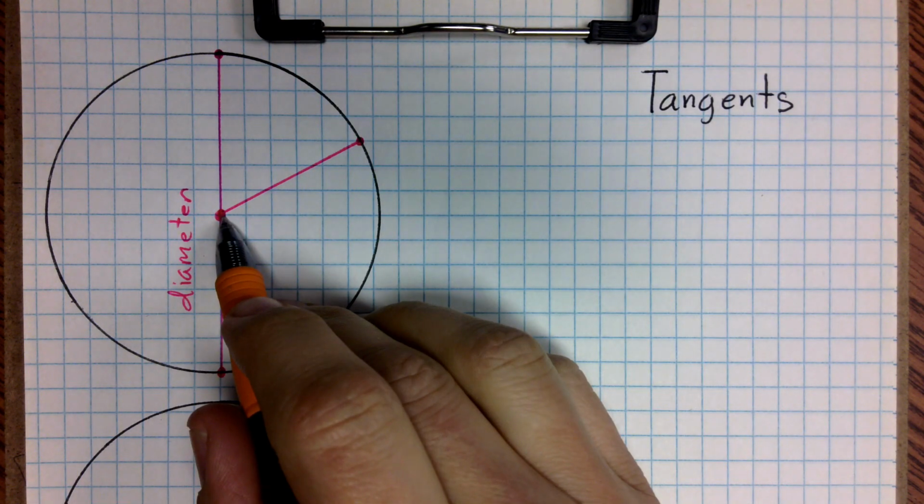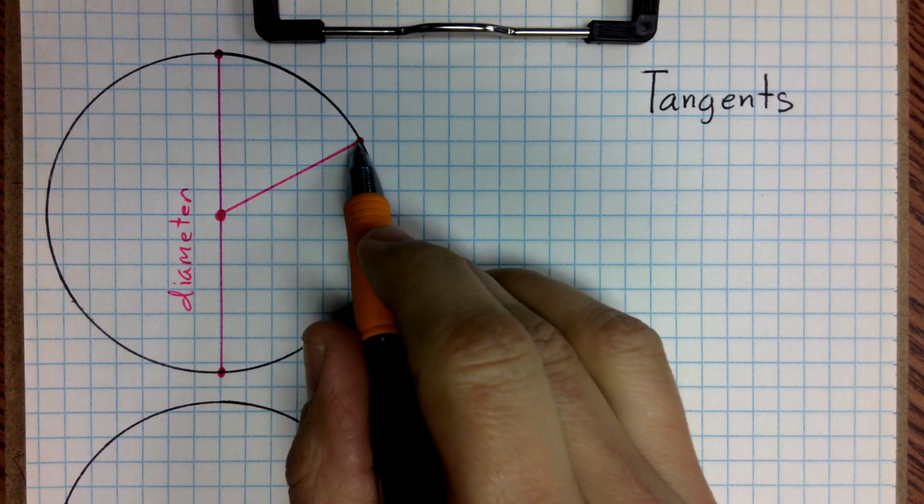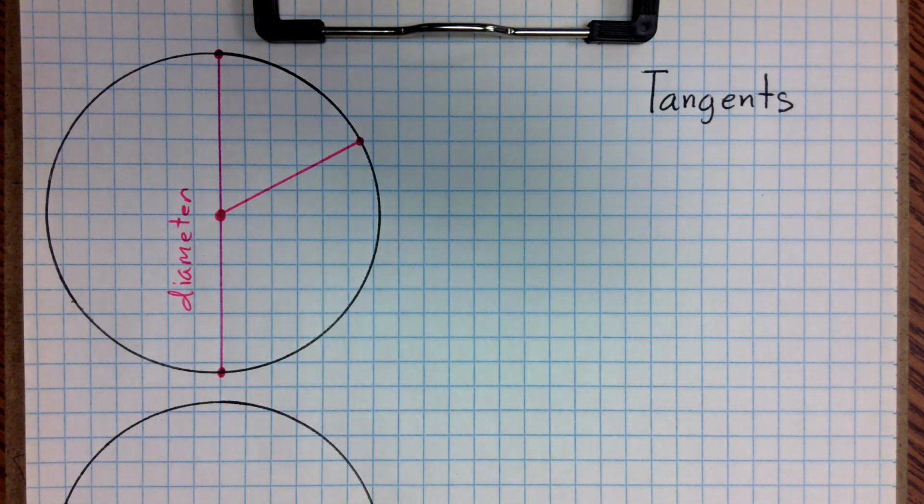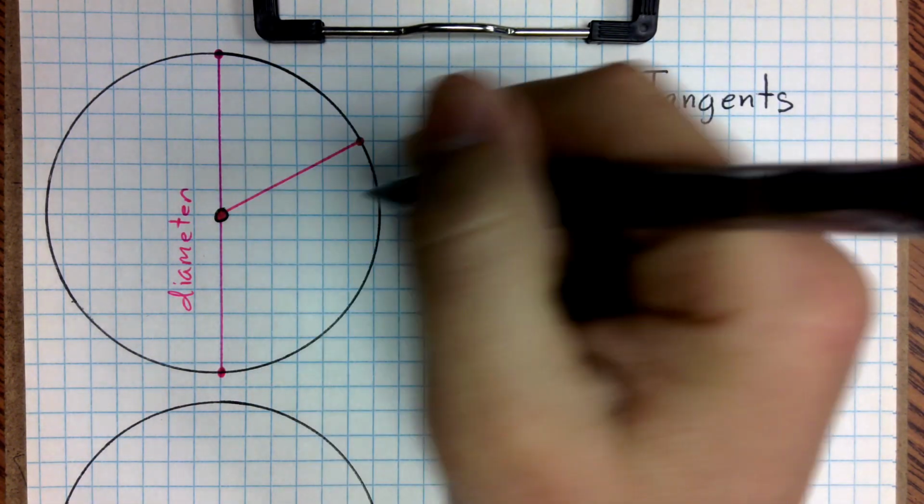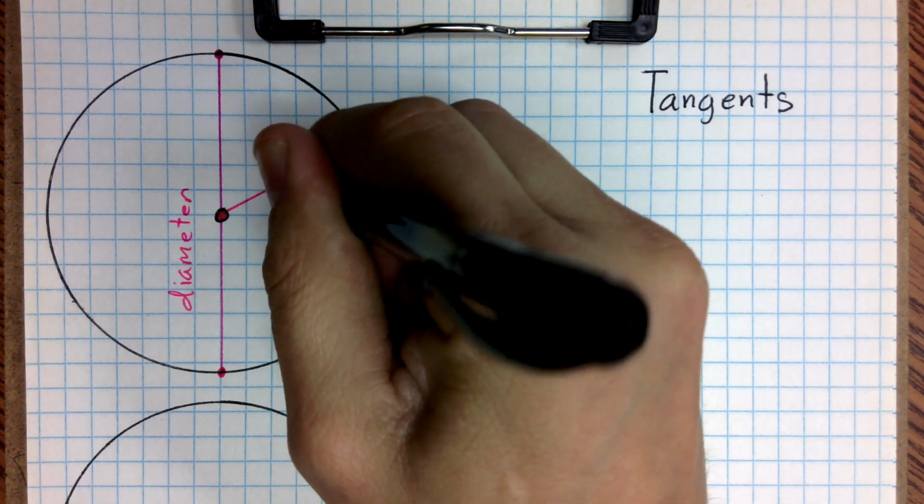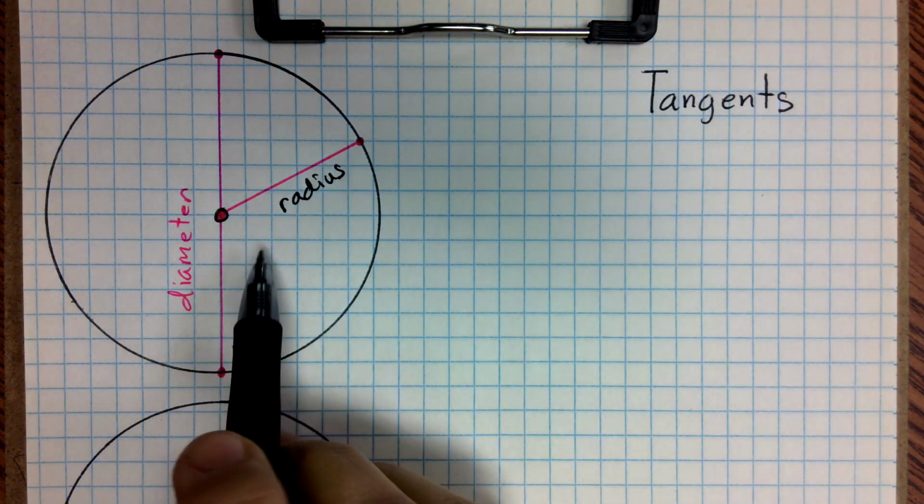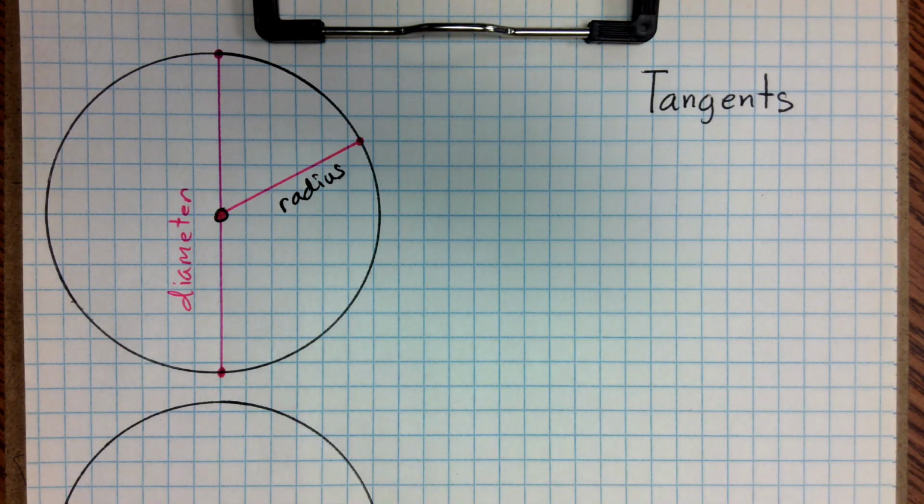Now, notice we have a single line from the center of the circle that goes to an edge. So if we have a single line that goes from the center of the circle to the edge, instead of calling it diameter, we actually call it a radius. And there is a relationship between the radius and the diameter. So I'm going to go ahead and prove that to you real quick.